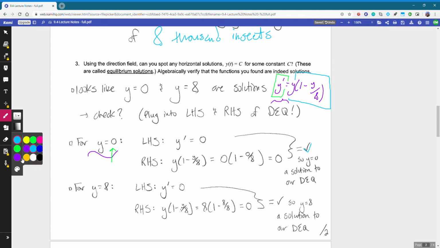And we can play the similar game for the function y equals 8. And the derivative of a constant is 0. And plugging in, we get 8 times 0, which is also 0. And so things match up there as well.